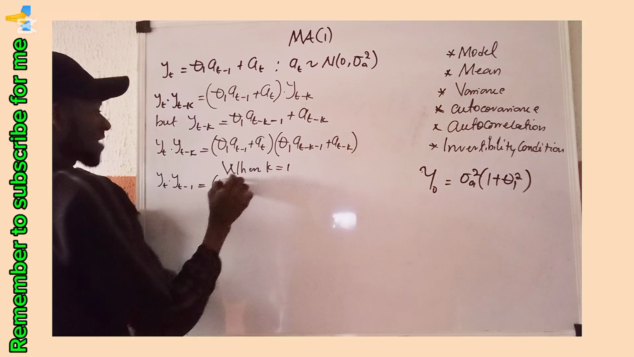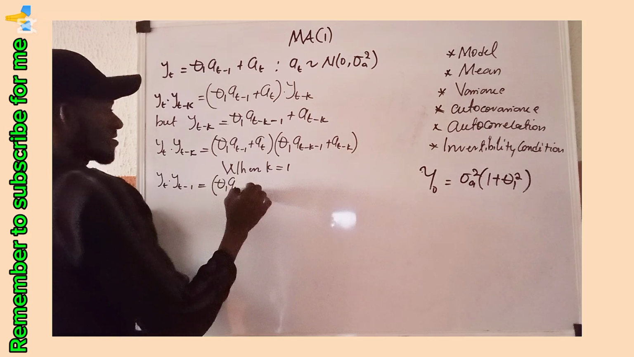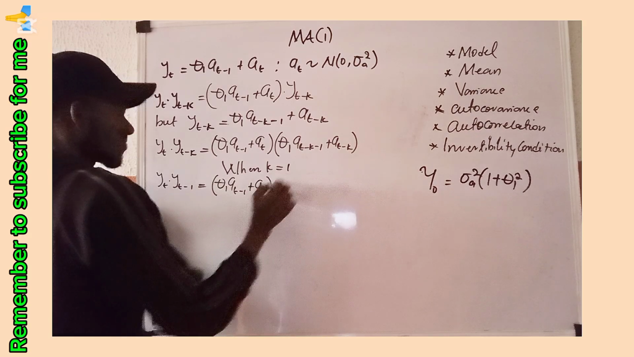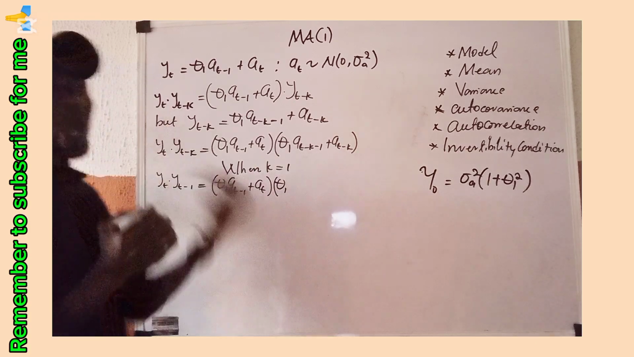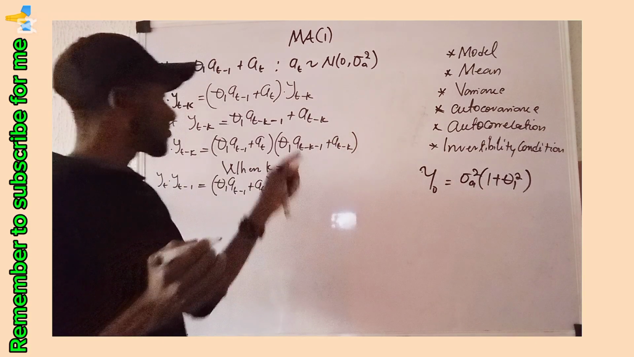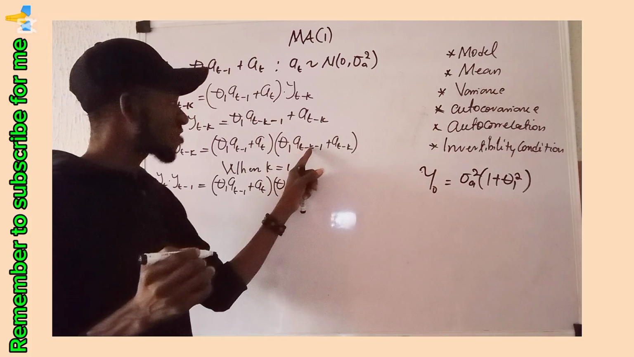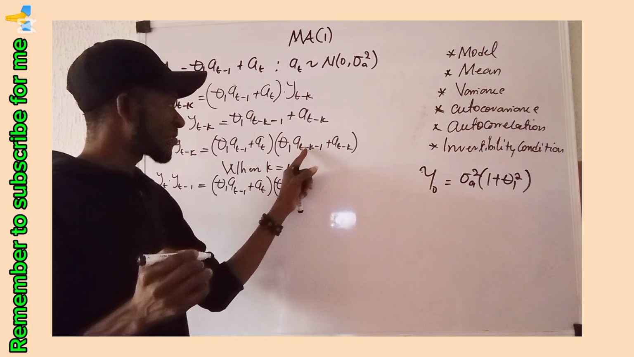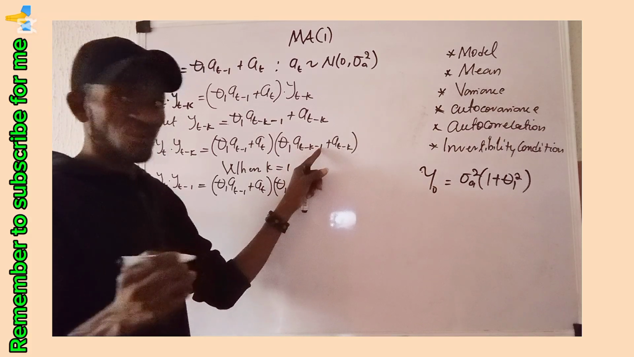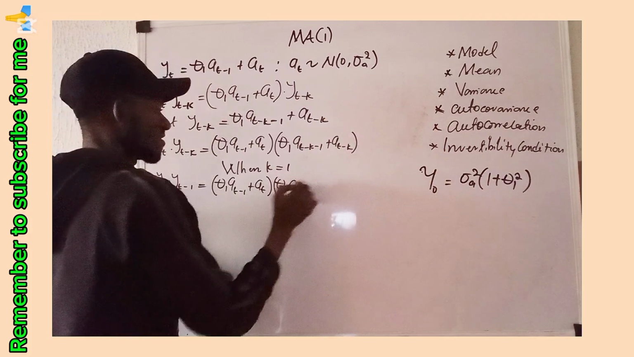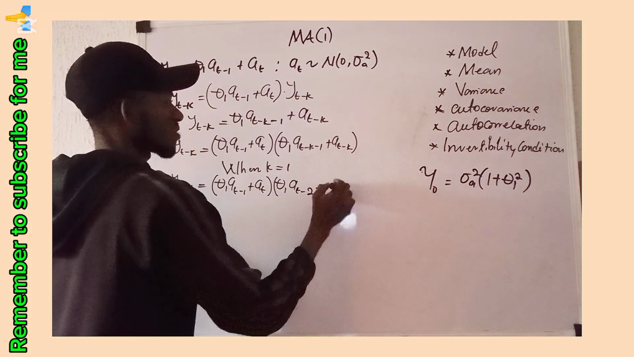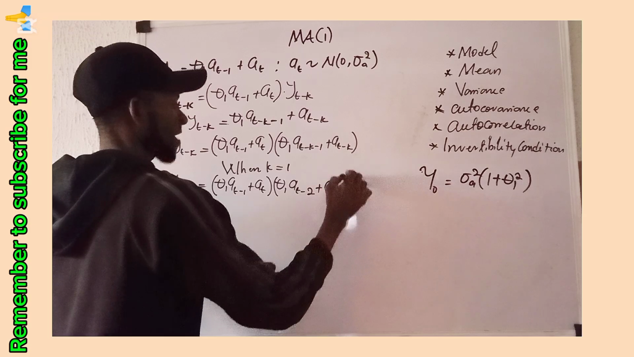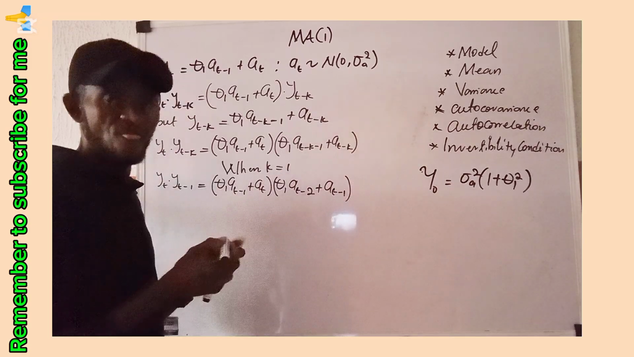This is theta 1, A of t minus 1 plus A of t. Close the bracket, open again. Here becomes theta 1. You have now known exactly what we are doing. Here, k has become 1, and here is now minus. So I have minus 1, which is minus 2. So I have A of t minus 2 plus. Here becomes A of t minus 1. This is what we are going to have.